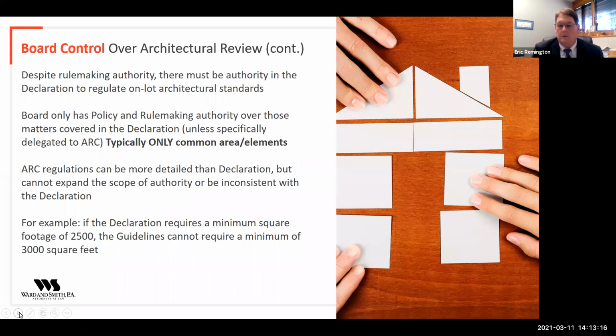So that's the type of regulations that you'll see sometimes created in bylaws or in articles of incorporation or something other than the declaration, the architectural rules and regulations, but those typically are found not to be valid if they are more restrictive than what's in the declaration.